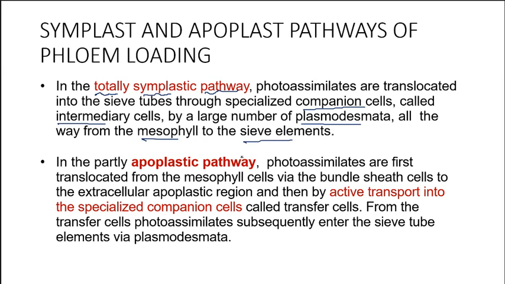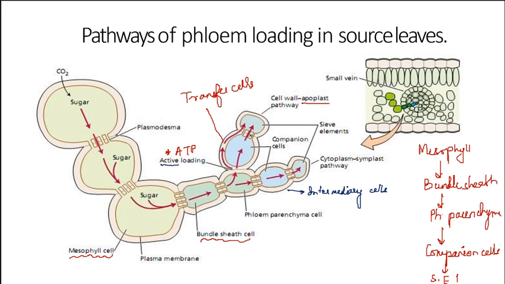In the second pathway, which is partly apoplastic. Why partly apoplastic? Because after some time, they again enter into the cytoplasm, where they again follow the symplastic pathway. So at one step only they follow the apoplastic pathway. At one step only they are entering into the cell wall. Okay, then they are following the symplastic pathway. Clear? There can be the chance that they move through the apoplastic pathway to the sieve element also.